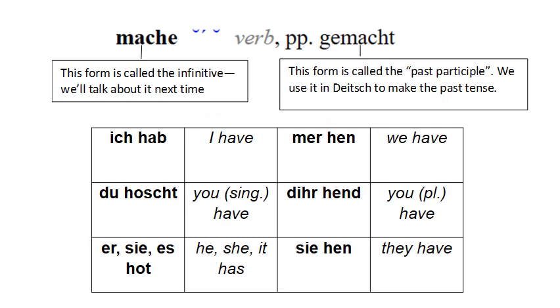Now, to make the past tense, we basically combine the past participle with the right form of ich hab, I have. So, for example, if you wanted to say I have made or I made, you'd say ich hab gemacht, like we see here. If you said I made, you'd say ich hab gemacht.